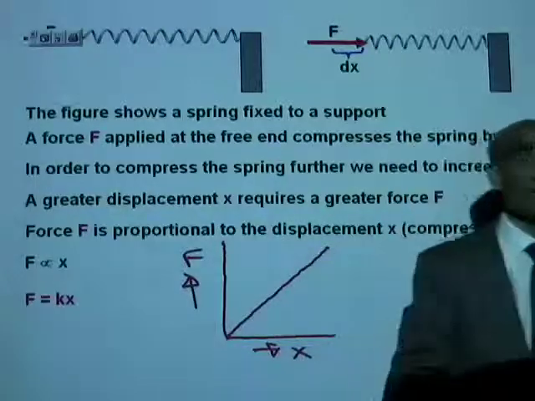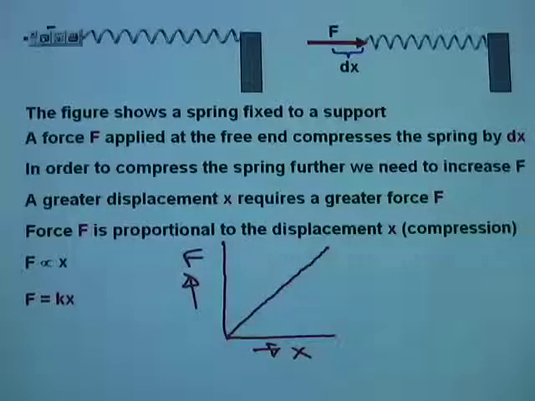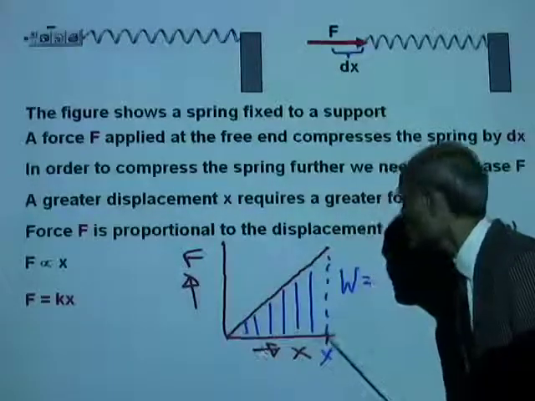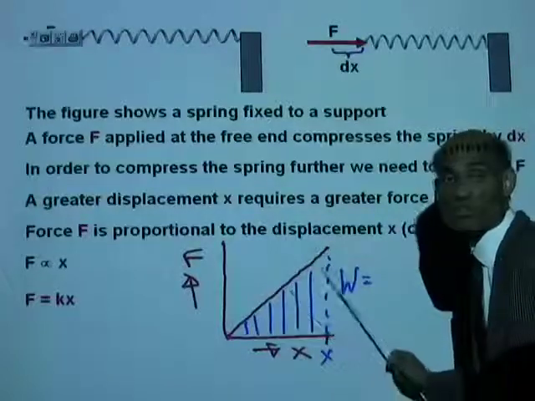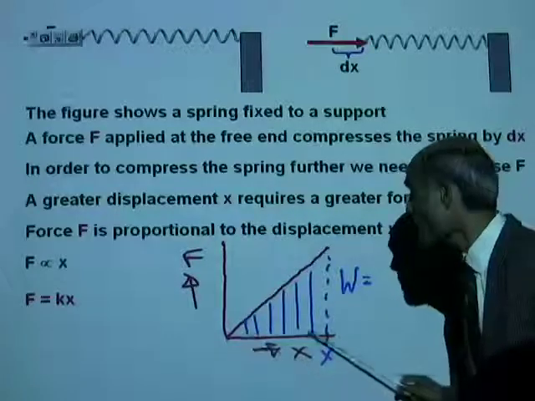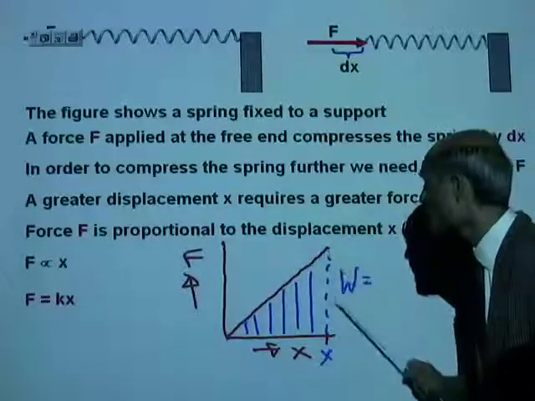Alright, let's measure that area. Suppose the displacement is x up to here, and we say this is my displacement x. That means this area is a measure of the work done. Work done therefore is, can you write what that will be? What is the area of this figure? Area under this graph. This is a triangle. The area is 1/2 base multiplied by the height.